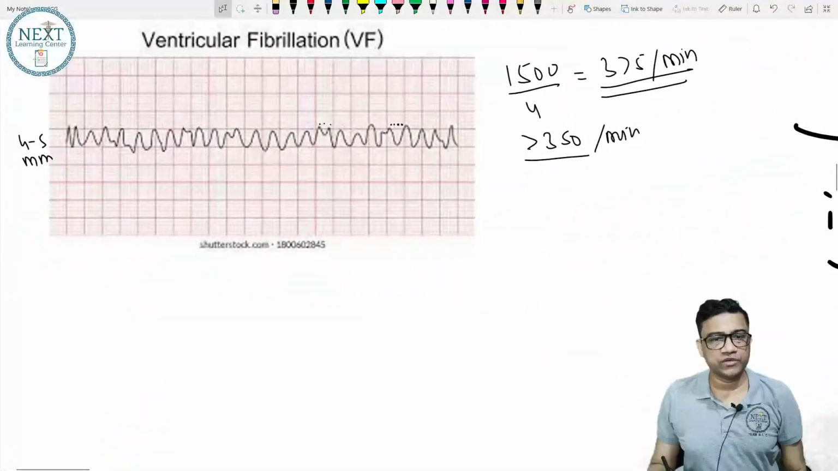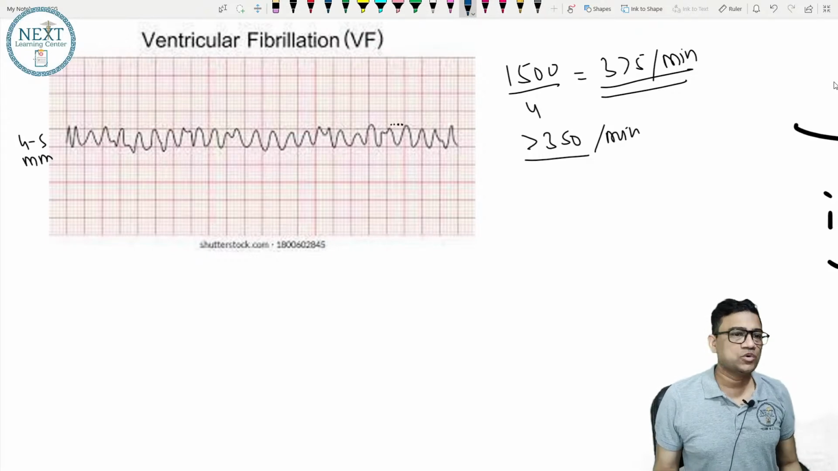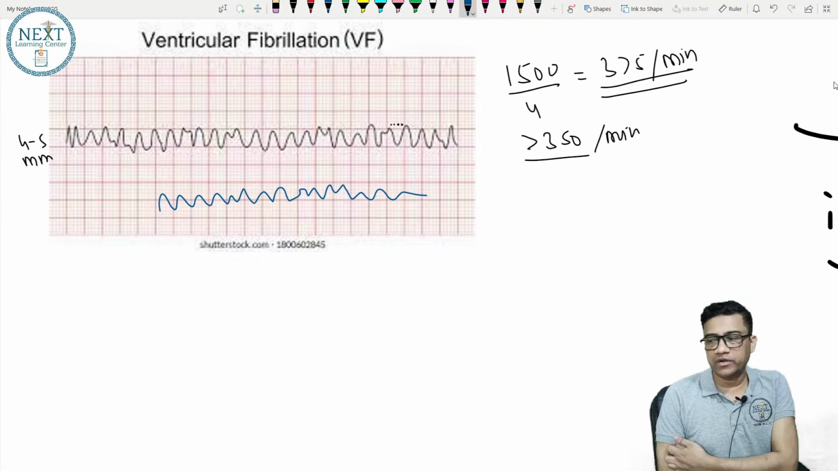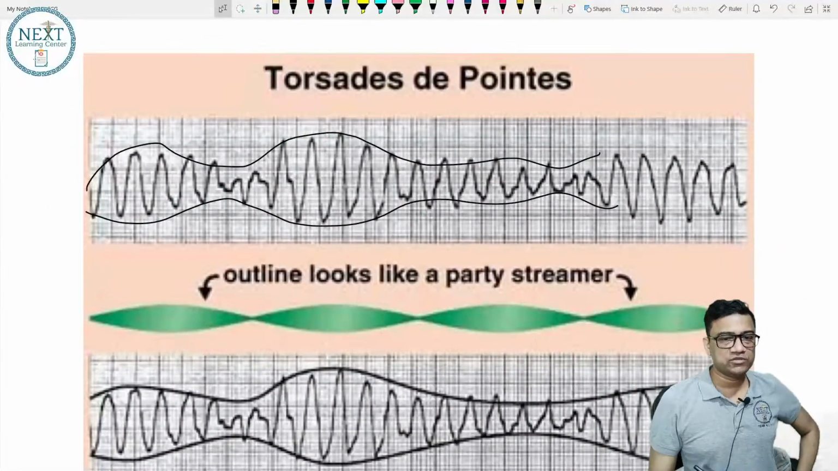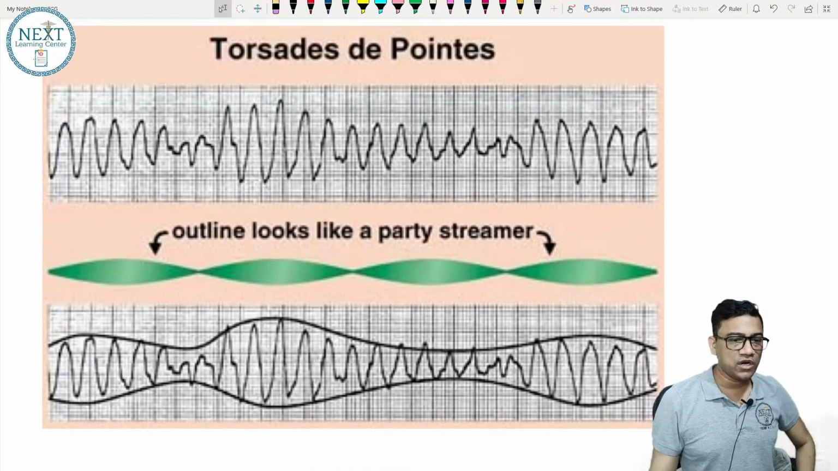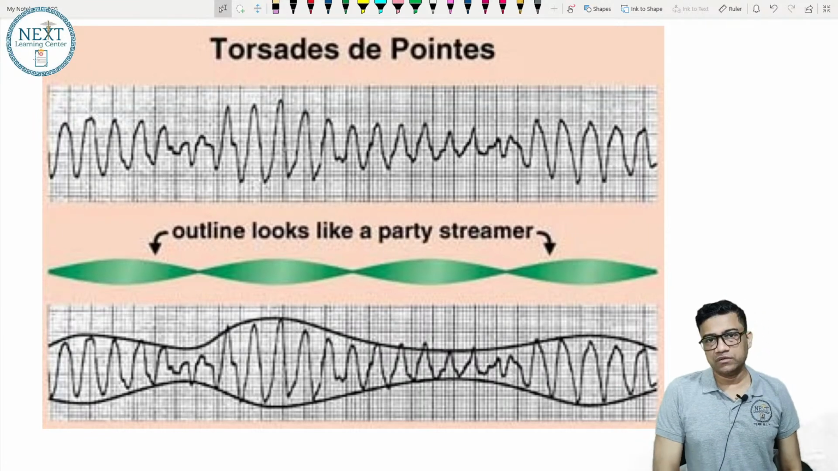This is VT. You can see the rate is very close, hardly 3 or 4 mm gap. So heart rate is very, very high. There is no wave identifiable, just earthquake-like activity. This is your ventricular fibrillation. Ventricular fibrillation. This is torsades. Can you see? Roller coaster. So it looks like a party streamer or roller coaster. Done. This is your torsades.